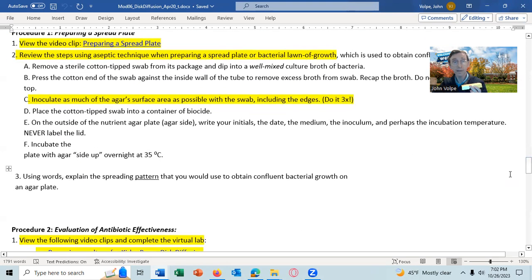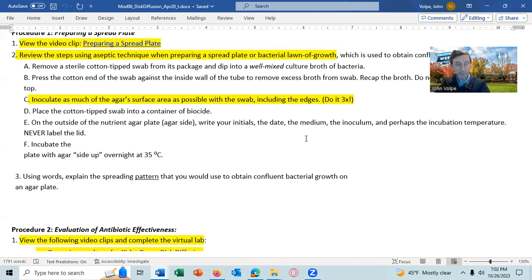Place the cotton swab in a container of biocide. Put the paper disc containing the antibiotics on the plate. Let it sit for just a few minutes, no longer than 15 minutes. And then write on the bottom of the plate what it is, what the test is, what your name is, what the date is, what the media is. And then sit the plate upside down in the incubator overnight. Any question about any of that?